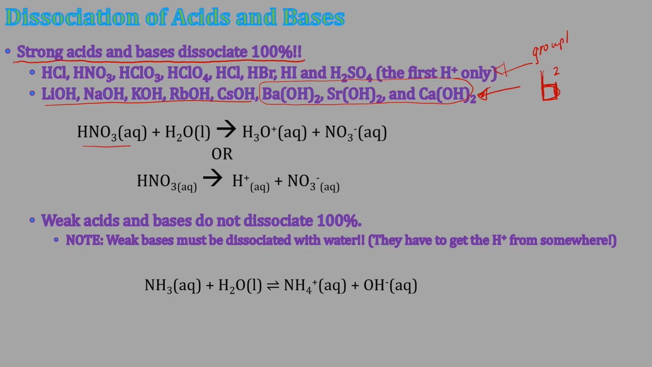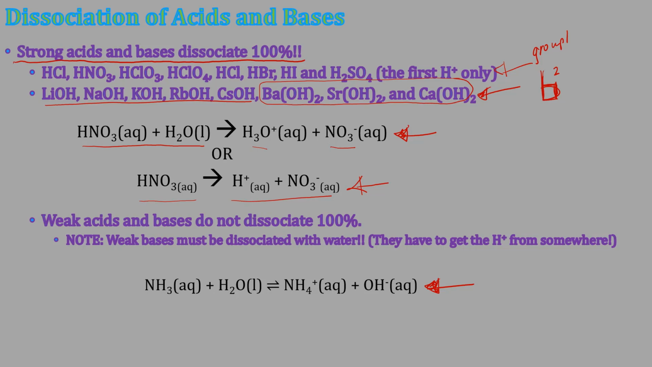You can write it like this, where you have the acid react with water to give us hydronium and nitrate, or you can write it like this, where it dissociates 100%. I don't care which way you write it. I am probably going to write it like this so that there's no confusion, but you can dissociate your acids just like that. Bases, you cannot. Bases, you have to show reacting with water because they need to get a hydrogen from somewhere.